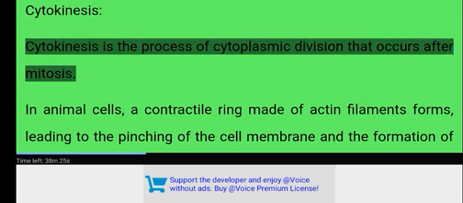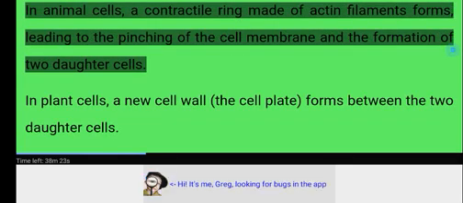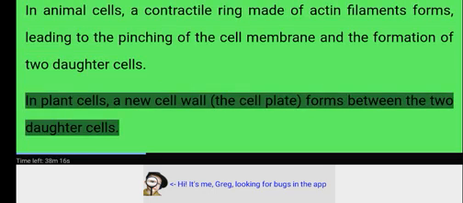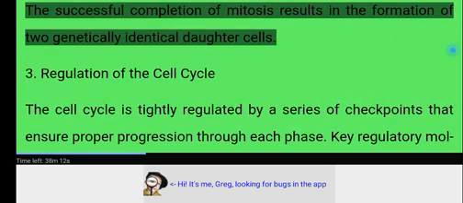Cytokinesis. Cytokinesis is the process of cytoplasmic division that occurs after mitosis. In animal cells, a contractile ring made of actin filaments forms, leading to the pinching of the cell membrane and the formation of two daughter cells. In plant cells, a new cell wall, the cell plate, forms between the two daughter cells. The successful completion of mitosis results in the formation of two genetically identical daughter cells.